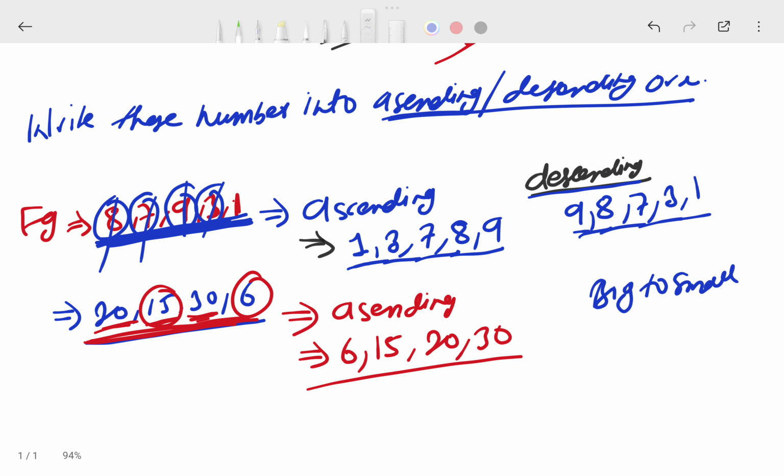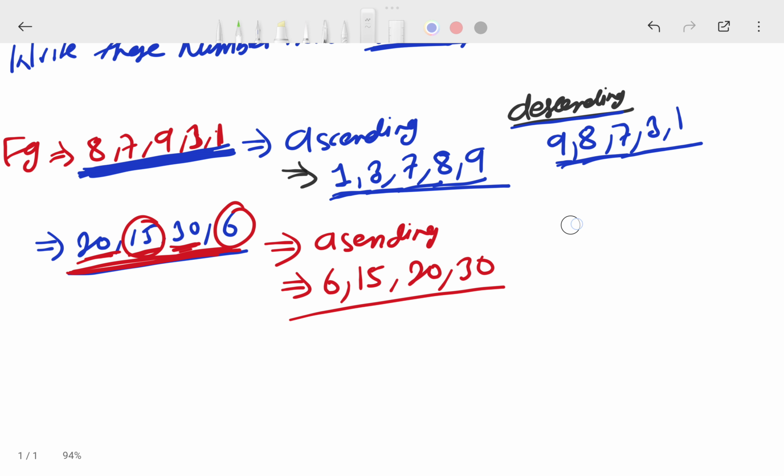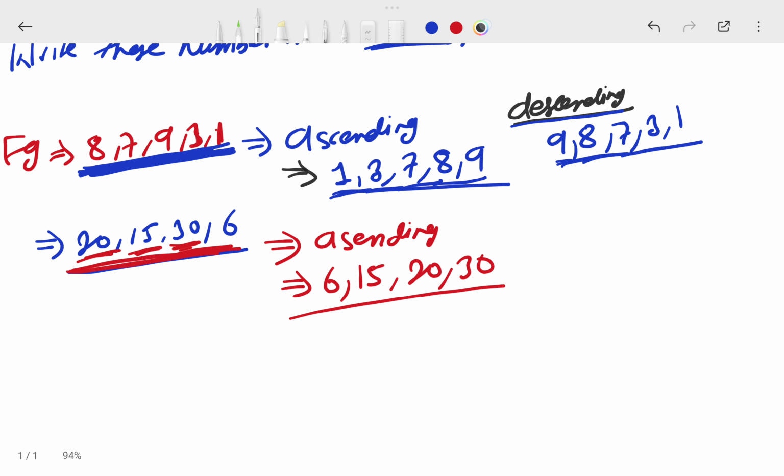So here, if you are looking at this, this is one sequence we have written here. Ascending is going from a small number to a big number, and descending is from a big number to a small number, right? Now let's see this example. In this one we are going to write this into descending order.